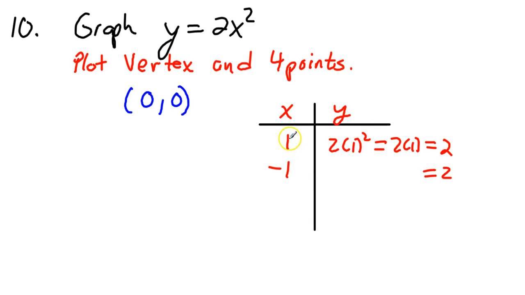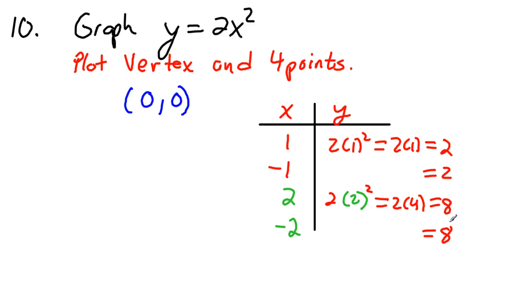And if you move 1 space to the right, it's going to be the same answer as if you move 1 space to the left. Same thing for 2 and -2. If you move 2 spaces to the right of the vertex, it's going to be the same answer as if you move 2 spaces to the left. So if you plug in the 2, 2 squared is 4, and 2 times 4 is 8. It'd be the same thing if you plugged in the -2.